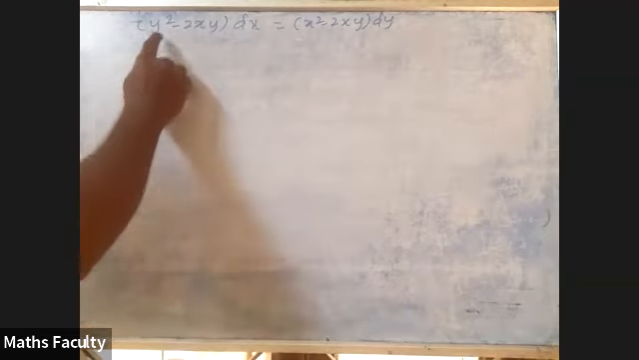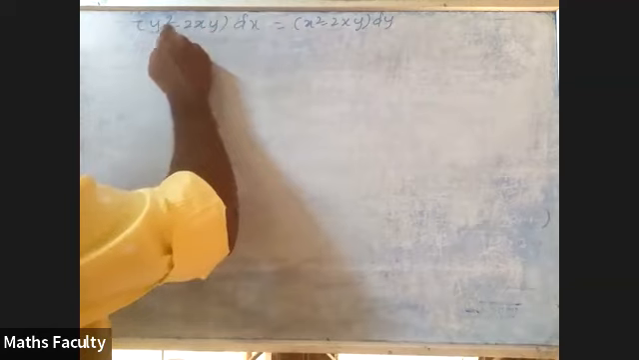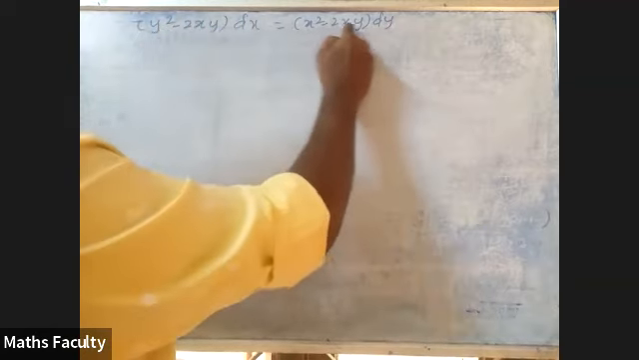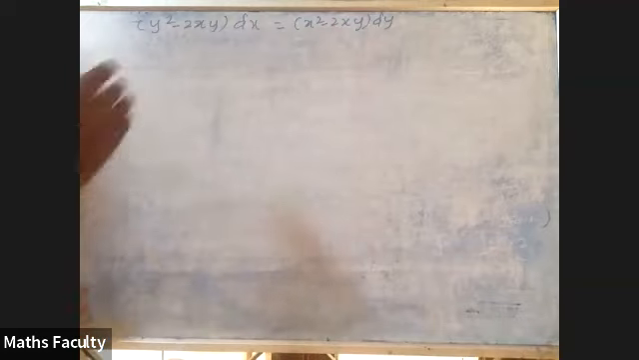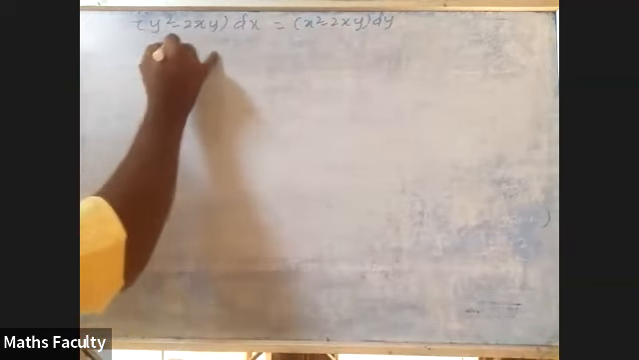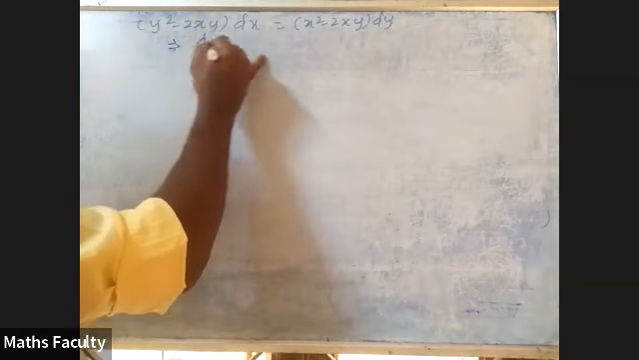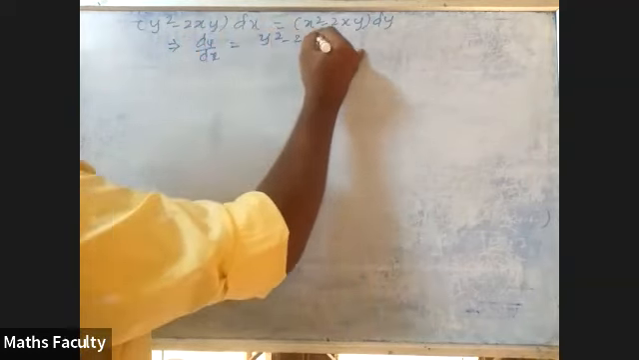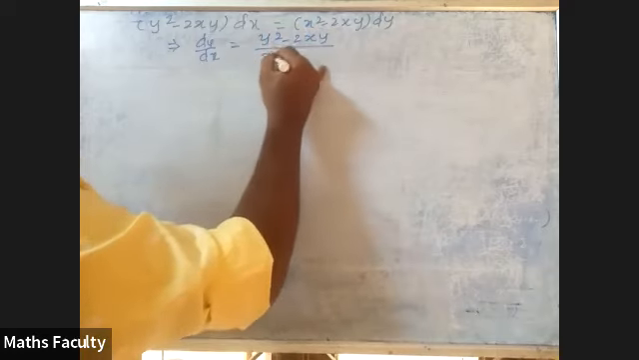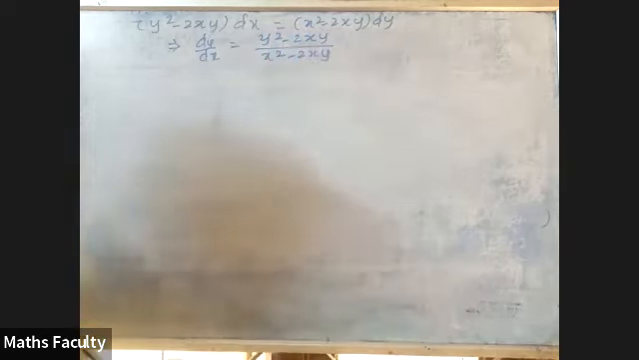Look, you can see the degree is the same. y squared minus 2xy, and x squared minus 2xy. Now you can take either dy by dx or dx by dy. However you take it, you will get the answer. I am taking the usual regular procedure, dy by dx. So I can write this as y squared minus 2xy divided by x squared minus 2xy.